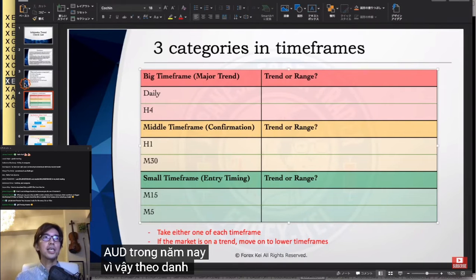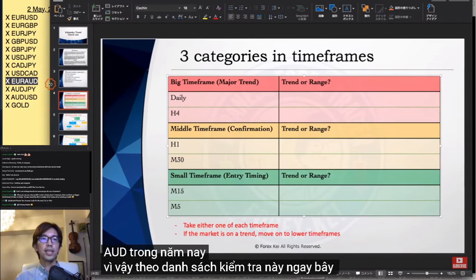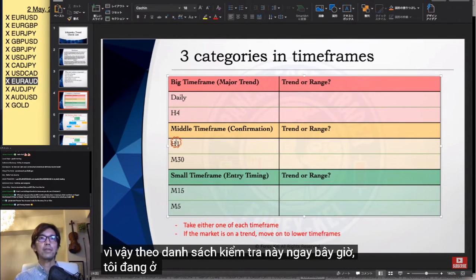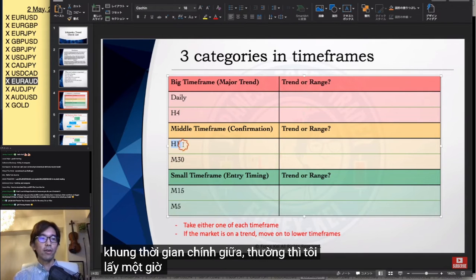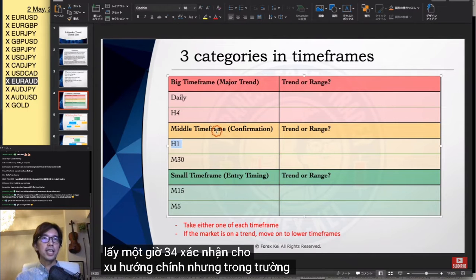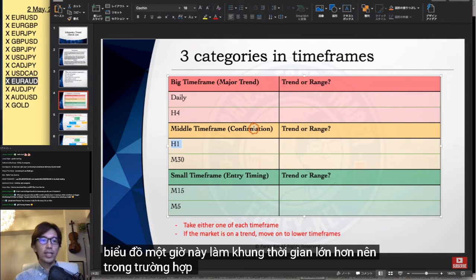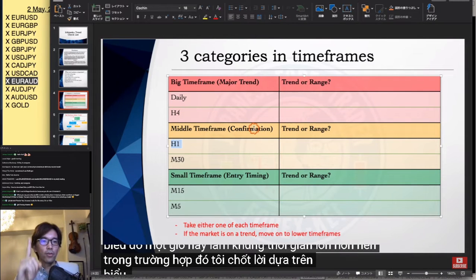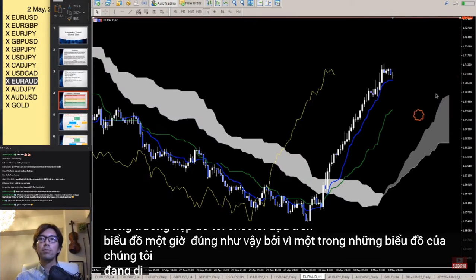So as per this checklist, right now I'm on the 1-hour chart, and so this is the middle time frame, right? Usually I take 1-hour or 30-minute for confirmations to the major trend, but in this case I take this 1-hour chart as a bigger time frame. So in that case I take profit based on the 1-hour chart, right? Because the 1-hour chart is moving up, right?